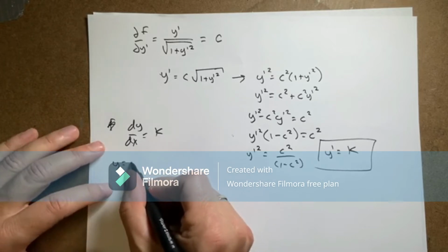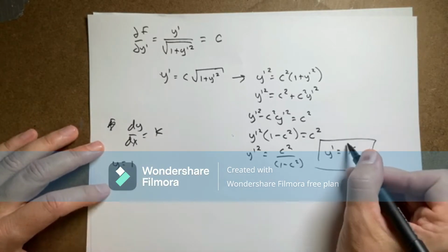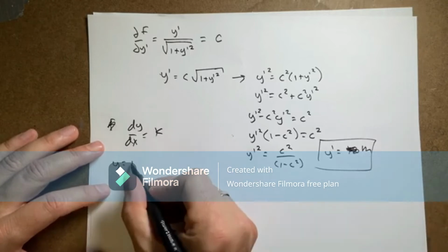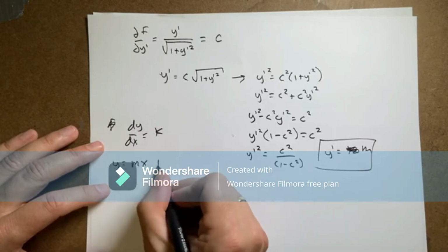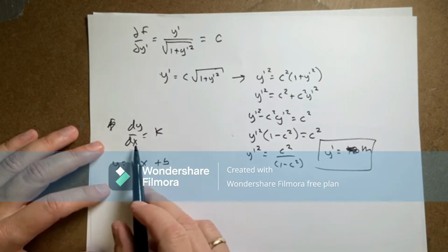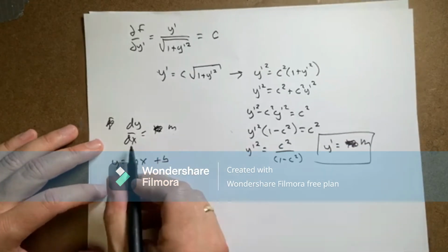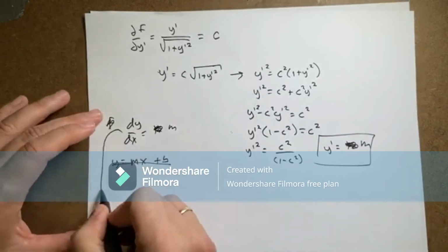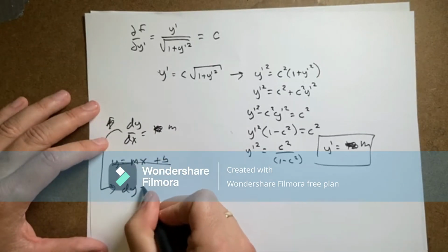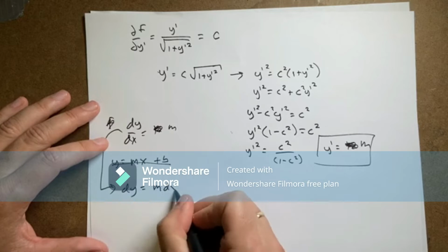y equals some constant, I'll call it m. Actually, I should have called that m. That would have been funny. y equals mx plus b, right? And I can get that by integrating both sides. Let's do that. So let's say dy equals m dx.